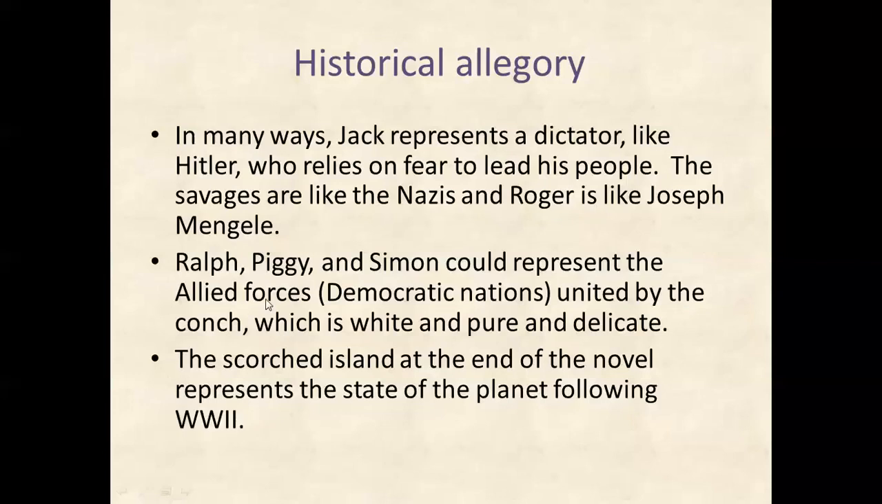Along the same token, you've got Ralph, Piggy, and Simon, who could represent the Allied forces, the democratic nations who were united by the conch, which of course is white and pure and delicate, right? And so they represent sort of the forces of goodness fighting back. And the scorched island at the end of the novel represents the state of the planet following World War II.